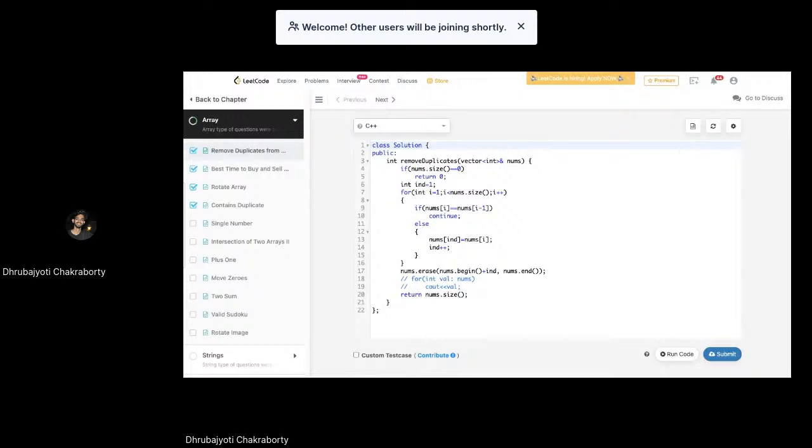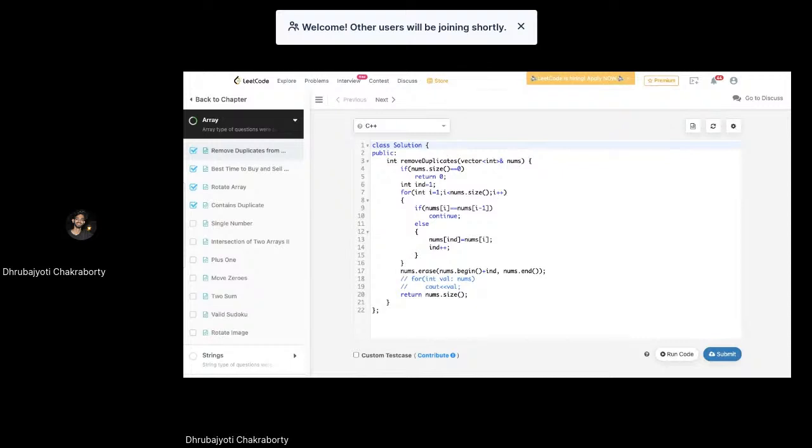After that, I take a value named ind, which represents the index value, and I run a loop. If you observe it carefully, the best part about this entire algorithm is that I run that loop only a single time. I do not have to run that loop again and again. There's only a single for loop, which I run from i equals 1 to nums.size(), with i plus plus.